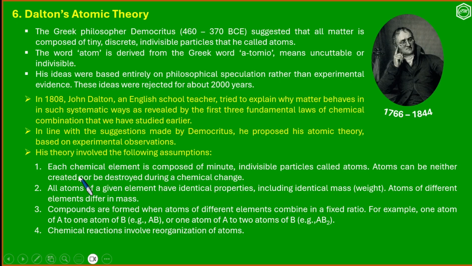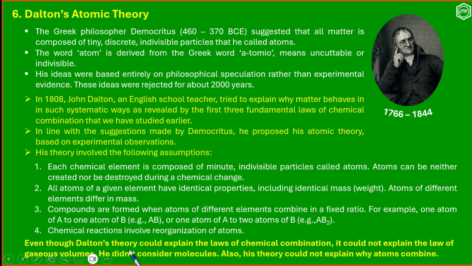We now reject his first assumption. We know that atoms can be further divided. His ideas were based on the limited experimental observations of his day. Even with their shortcomings, Dalton's ideas provided a framework that could be modified and expanded by later scientists. Thus, John Dalton is often considered to be the father of modern atomic theory. Even though Dalton's theory could explain the laws of chemical combination, it could not explain the law of gaseous volumes. He did not consider molecules. Also, his theory could not explain why atoms combine.